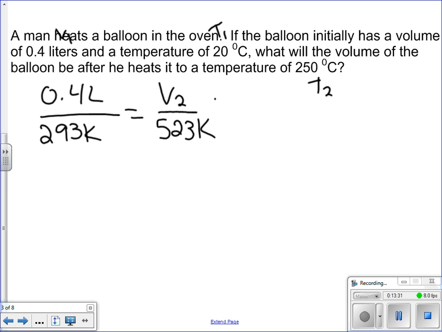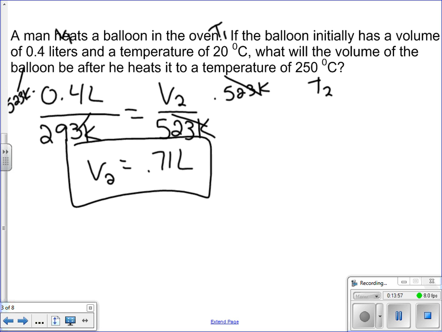So we're going to multiply each side by 523 K. And you should get an answer of 0.71 liters. Kelvins cancel, we're left with liters. So that is right. Our volume has increased.